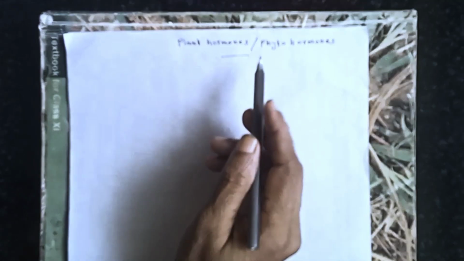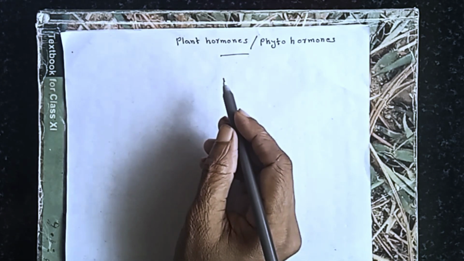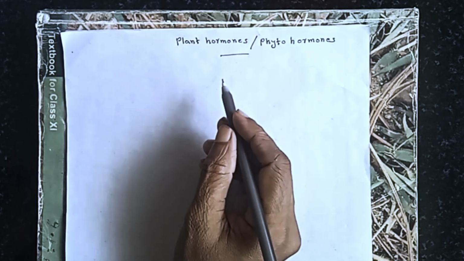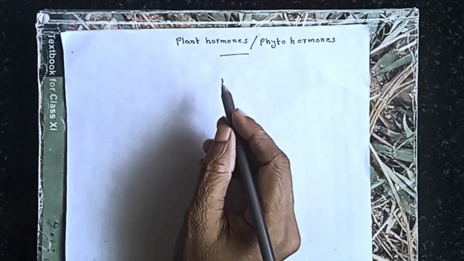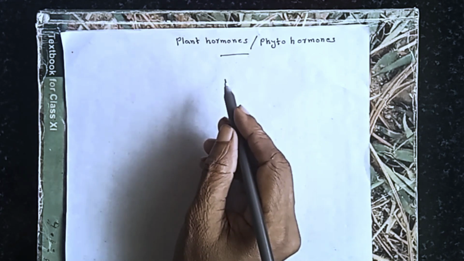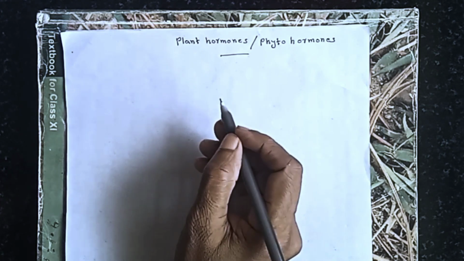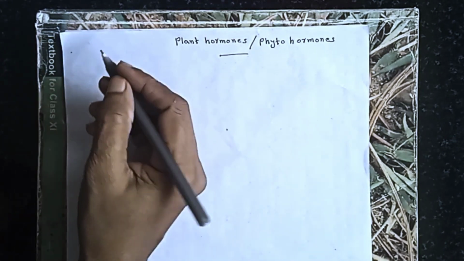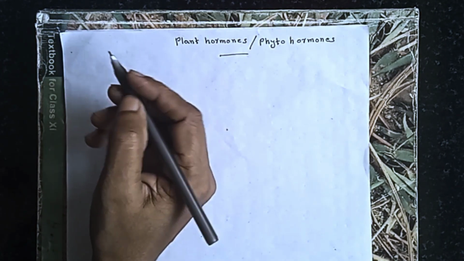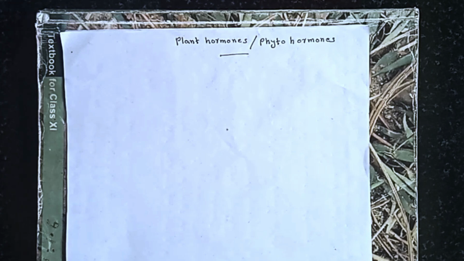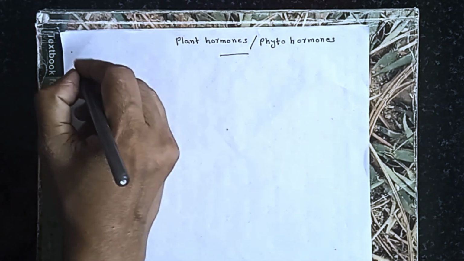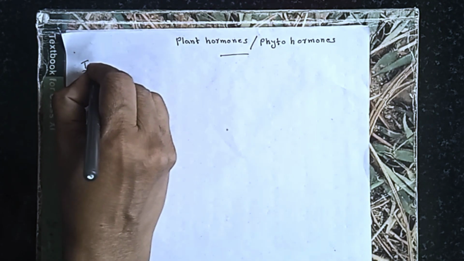Plant hormones or phytohormones are naturally produced chemicals in the plant body. The naturally produced growth hormones are broadly grouped under 5 major classes. They are auxin, gibberellins, cytokinins, ethylene and abscisic acid. First, auxin.